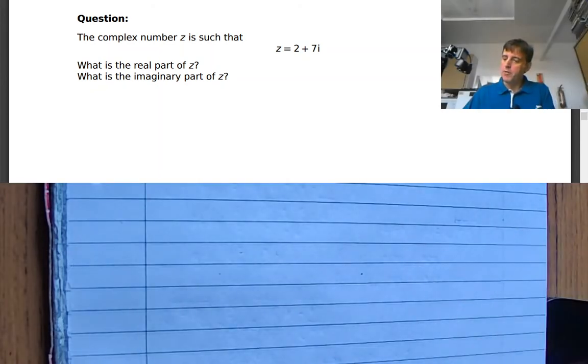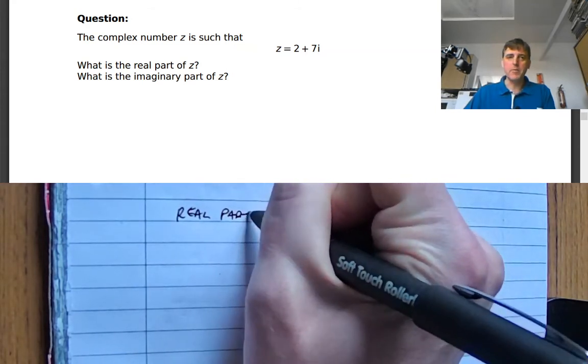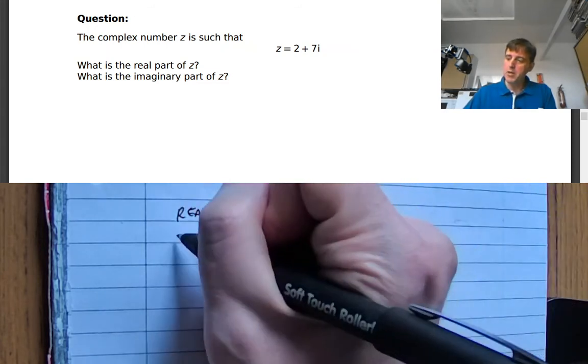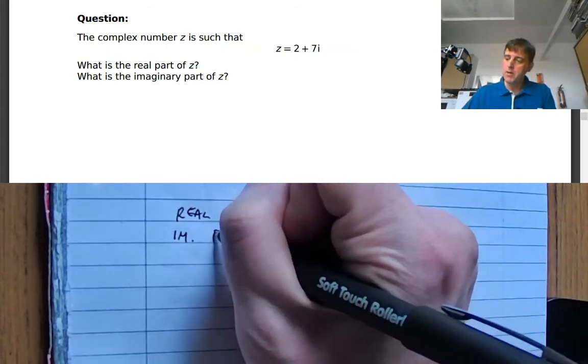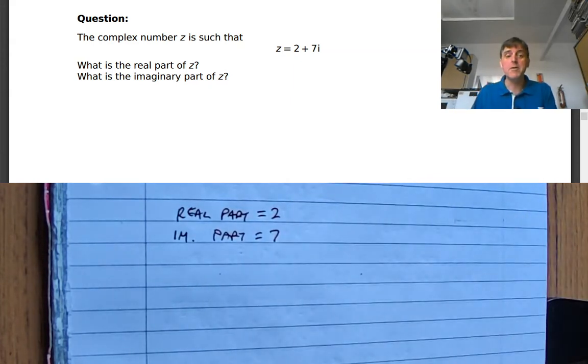Okay, so hopefully pretty straightforward. You should have got that the real part of this number is 2. And the imaginary part, I'll just write Im, is, of course, 7. Notice it's not 7i, it's just 7.